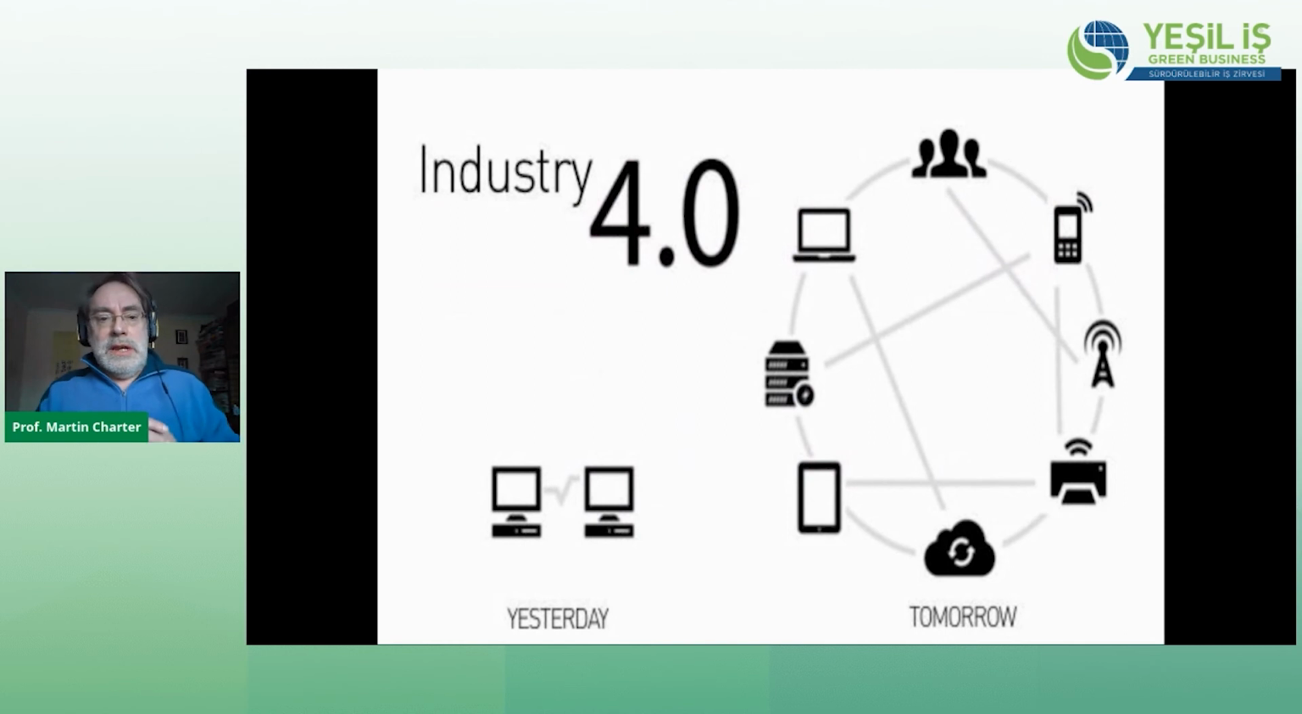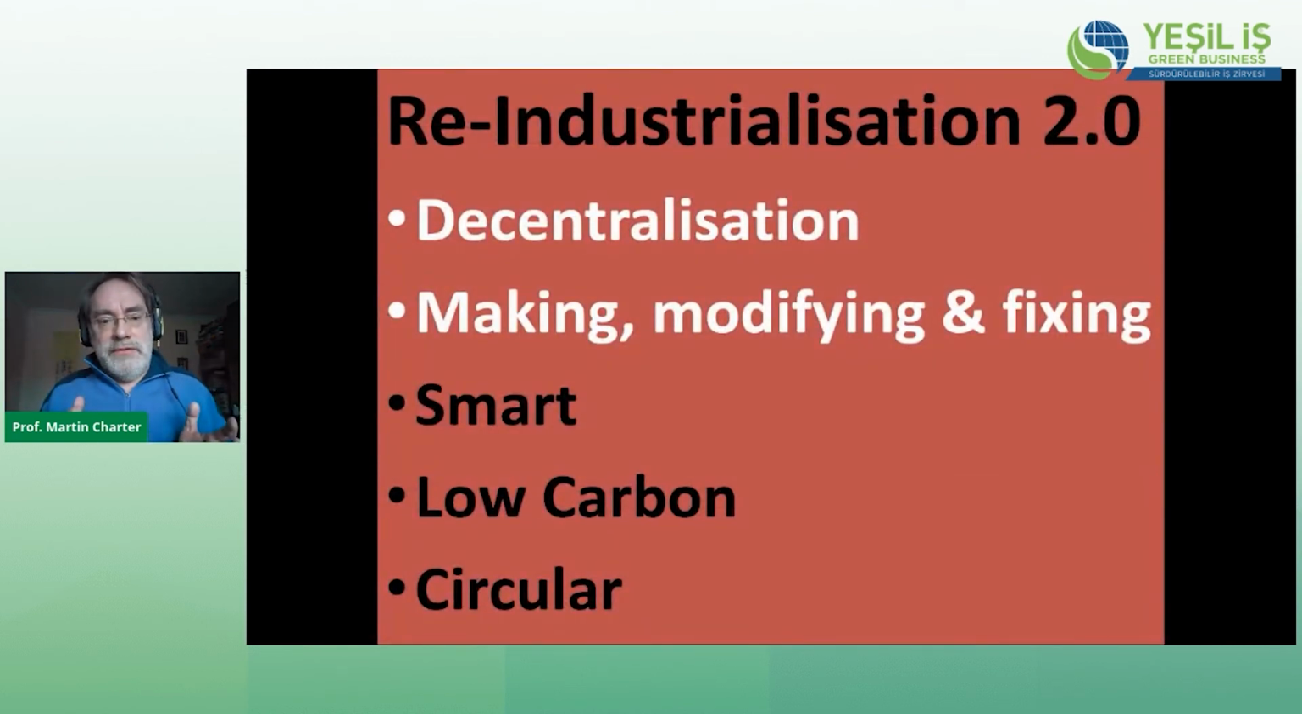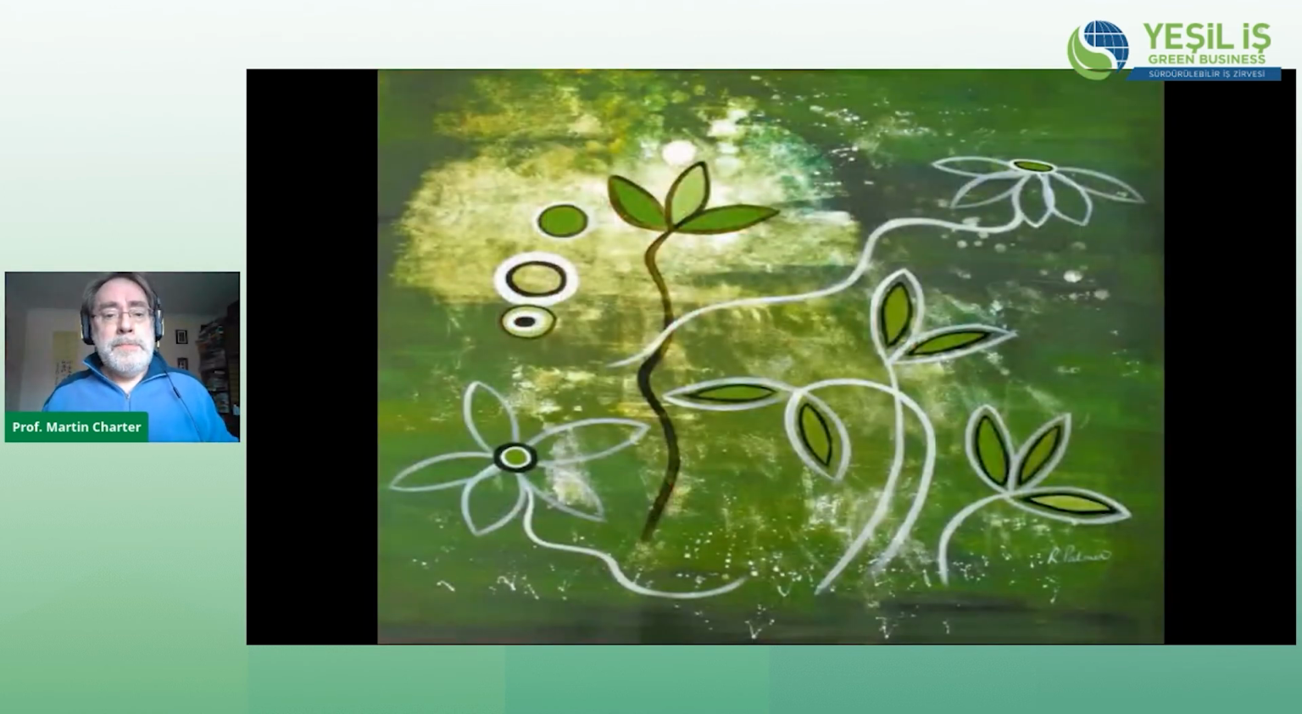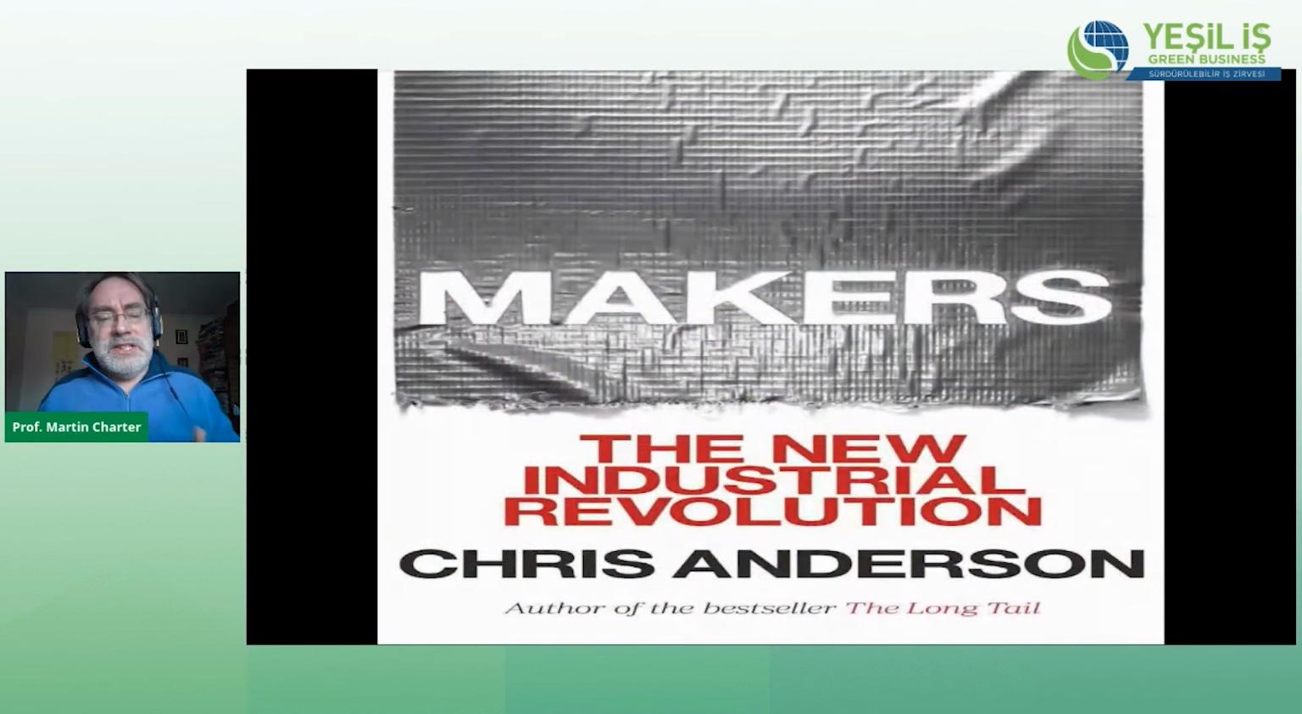And next slide, please. So this is going on at a high level. But what we're also seeing, which is perhaps less well acknowledged, is a potential reindustrialization that's emerging at a local level that's much more decentralized and has the potential to be more low carbon and circular. And this is really emerging from the grassroots. And this is a new movement of makers, modifiers, and fixers.